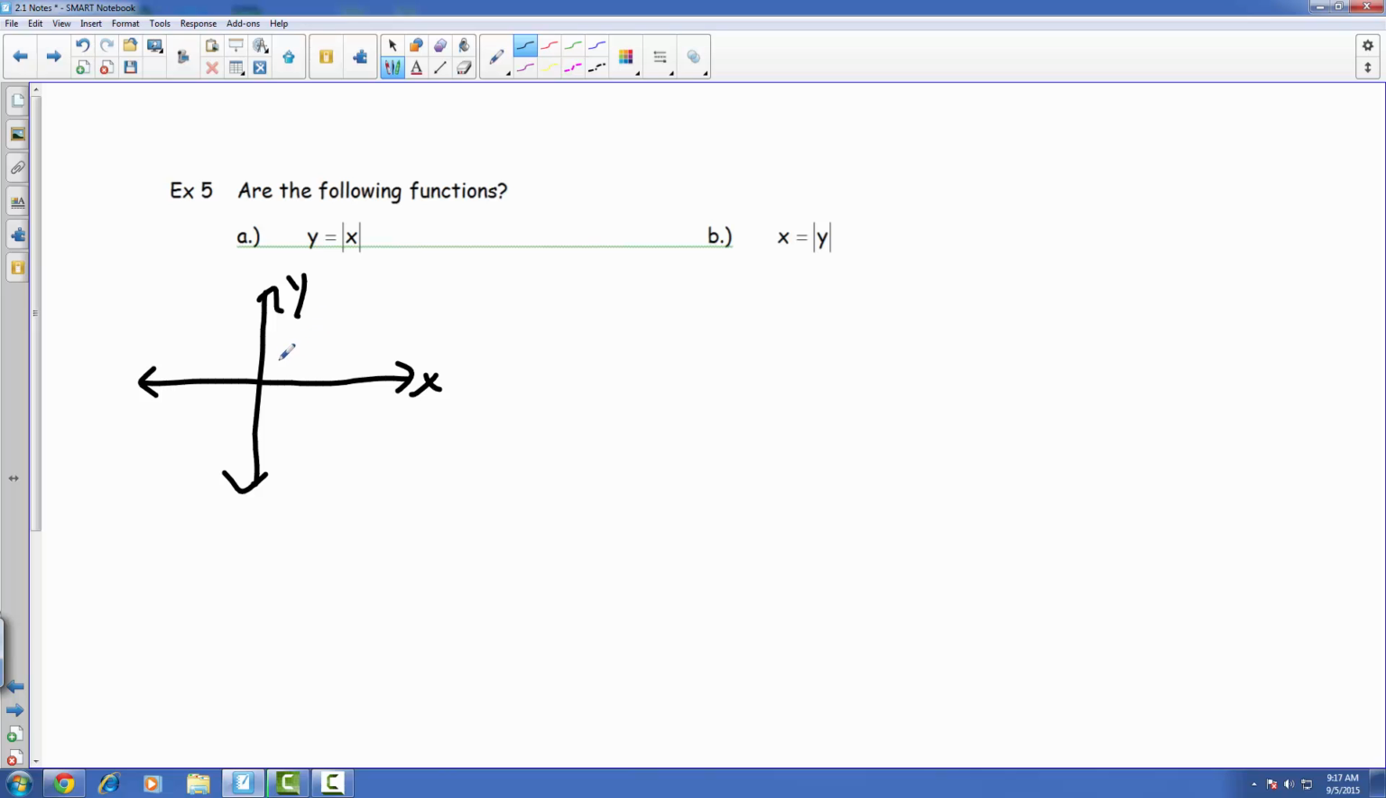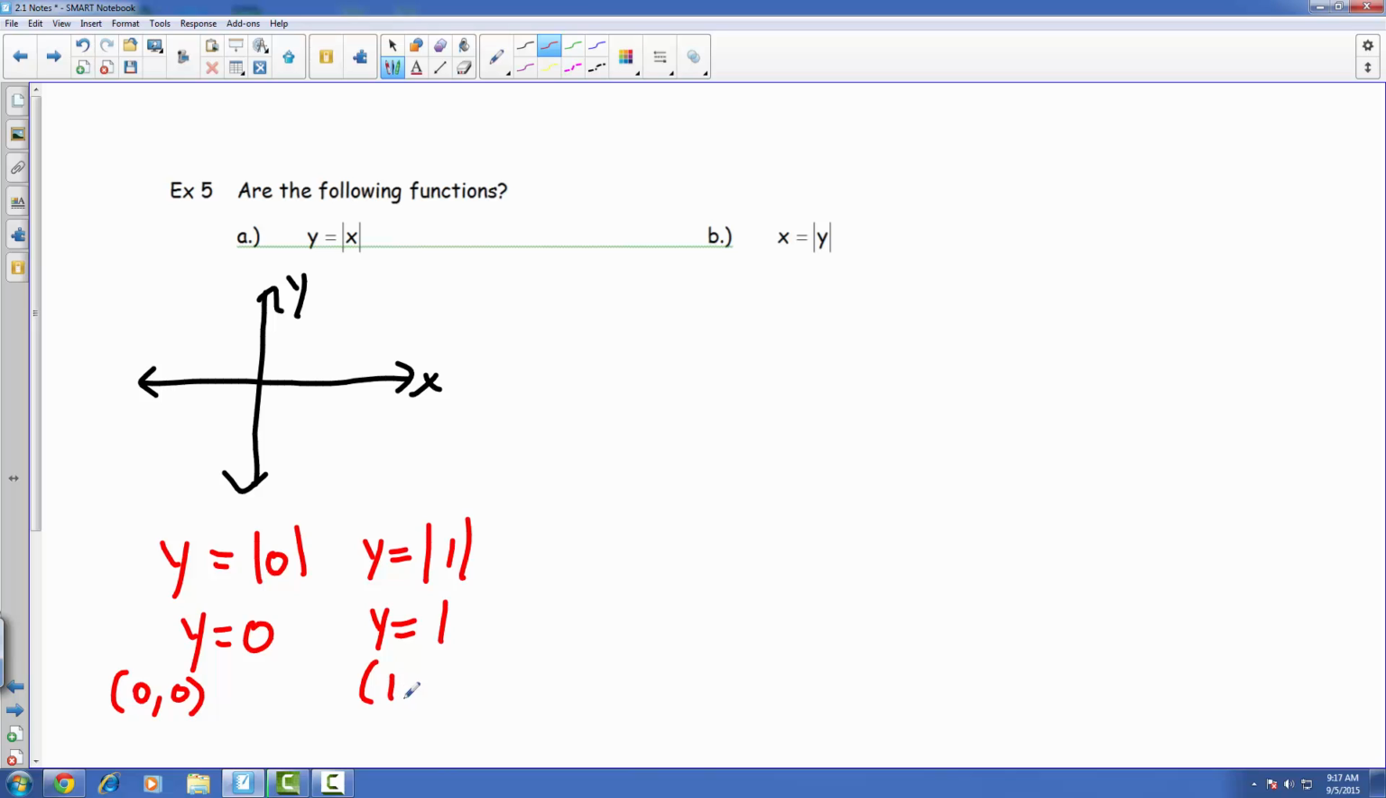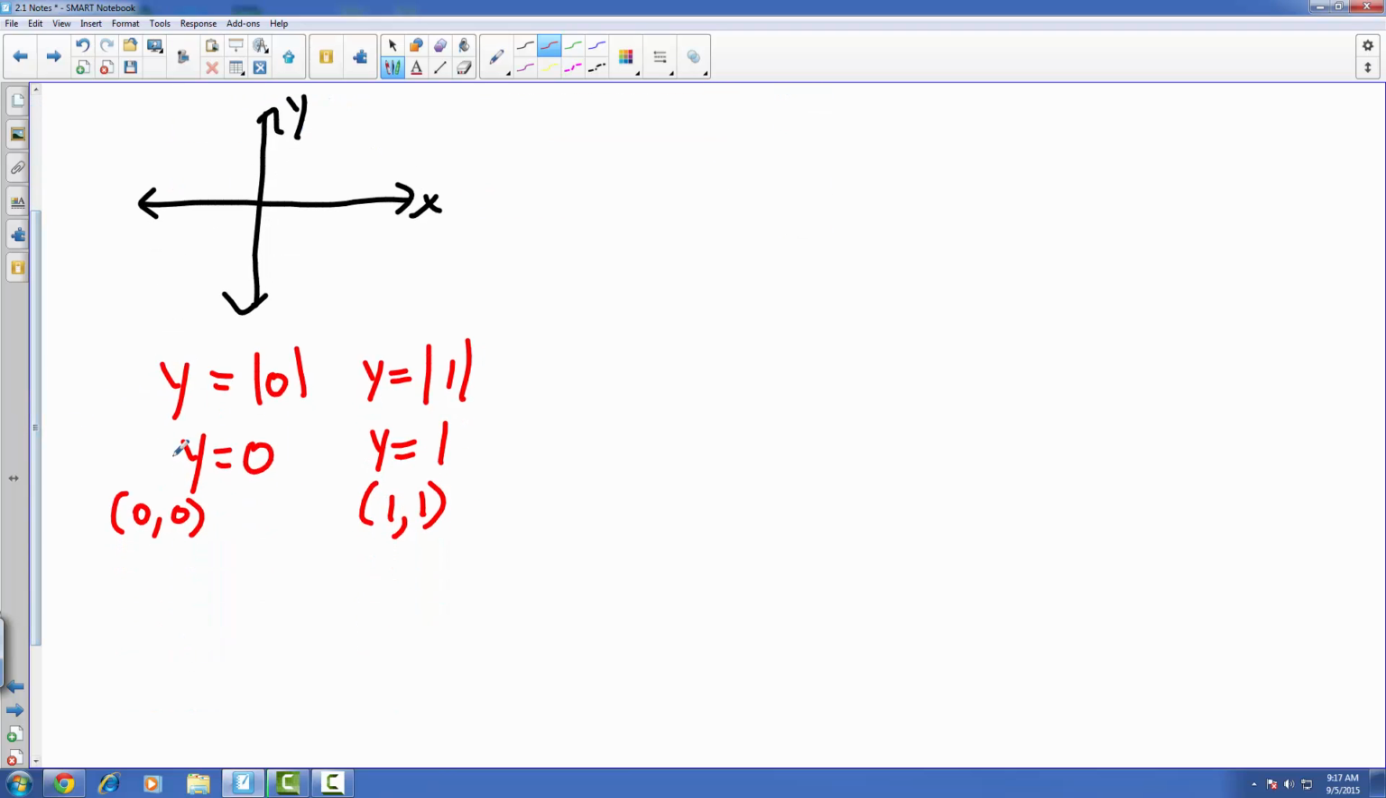Now, let's go ahead and plug in the number 0. If you throw 0 in there, you end up with y is equal to the absolute value of 0, which is just 0. So you end up with the ordered pair (0, 0). Let's try plugging in 1. Y is equal to the absolute value of 1, which is just 1. So we end up with the ordered pair (1, 1).